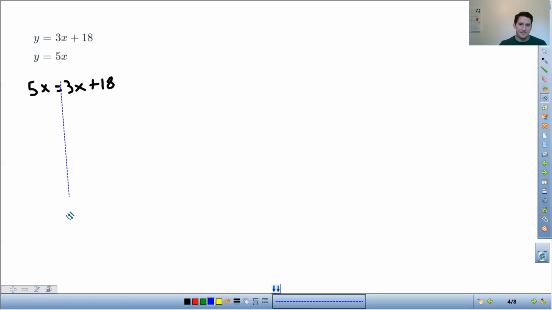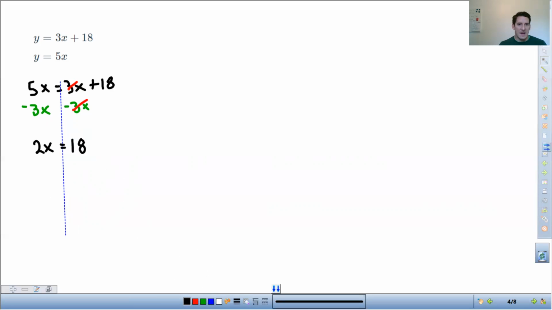Solve for x. So I'm going to start off solving for x. I need all the x's on the same side, so I'm going to move this x to the other side by subtracting 3x from both sides. So 5x minus 3x is 2x. 3x minus 3x cancels out. That is 18. Next, again, divide both sides by 2. You get x is equal to 9.